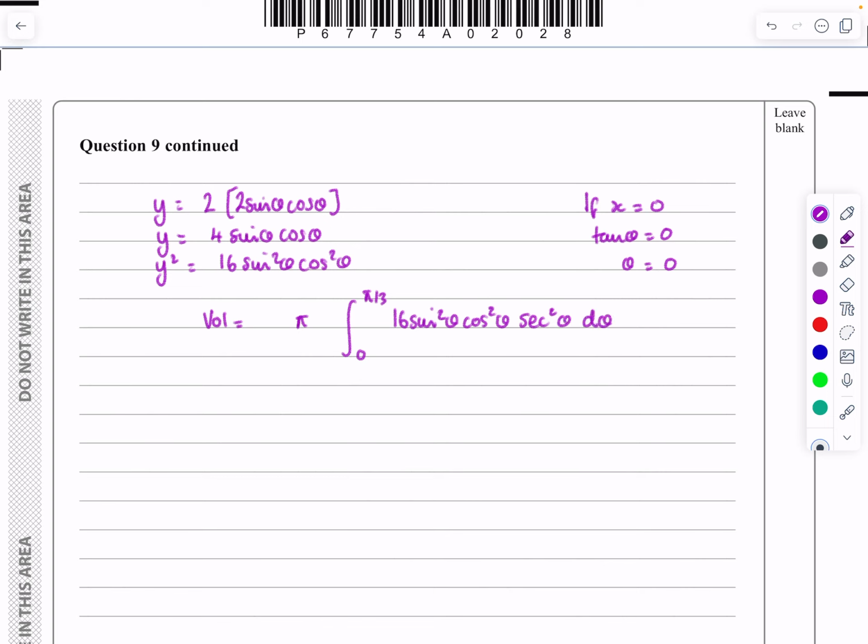As I said to you just a minute ago, I waited till I got to this stage and now look at it because, as happens quite often, two of these things are just going to cancel out, okay? Sec is 1 over cos. So sec squared and cos squared, they're just going to cancel each other out. So what I'm actually going to have for my integral is the integral between pi over 3 and naught of 16 sine squared theta d theta.